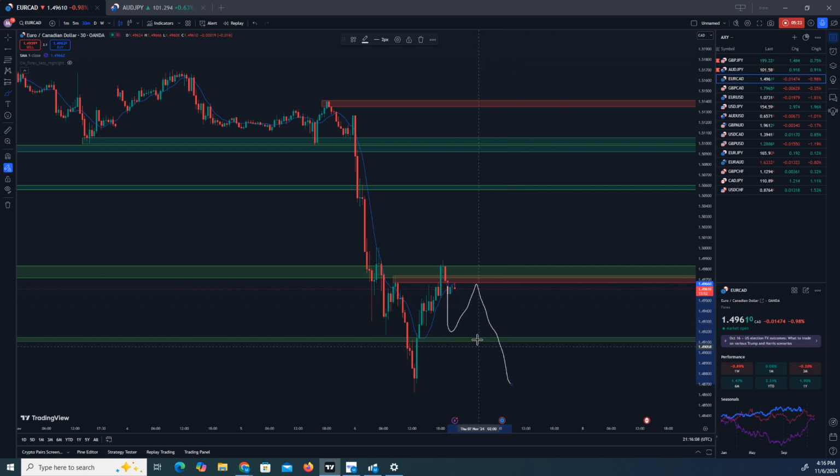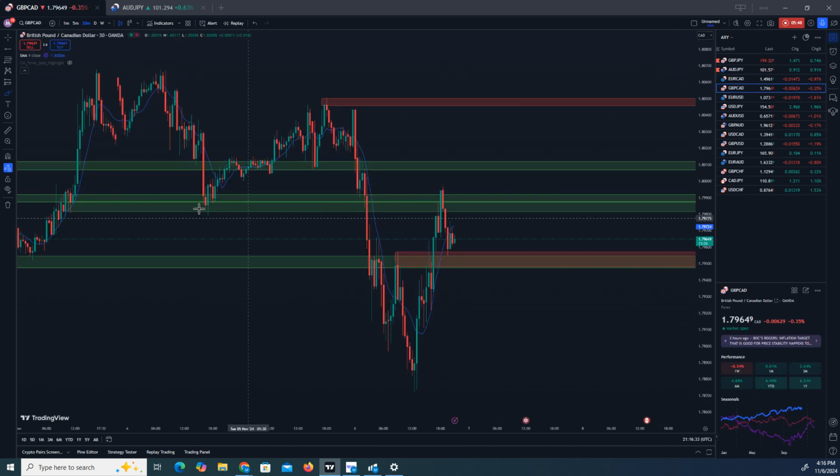Notwithstanding, we still have a zone here that we should be cautious of. If we have a retest and this move, we should be cautious of this zone for a most likely rejection. Then this zone here, if the market comes here, we could most likely see an opportunity for sell. Let's look at the Great Britain Canadian.